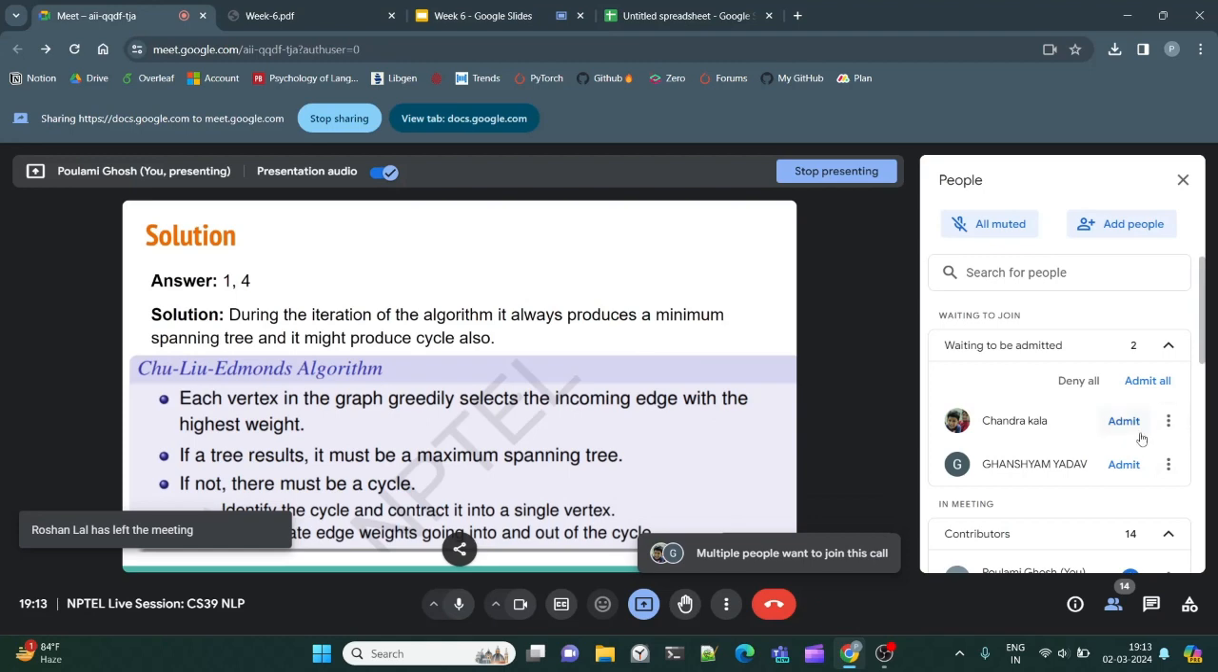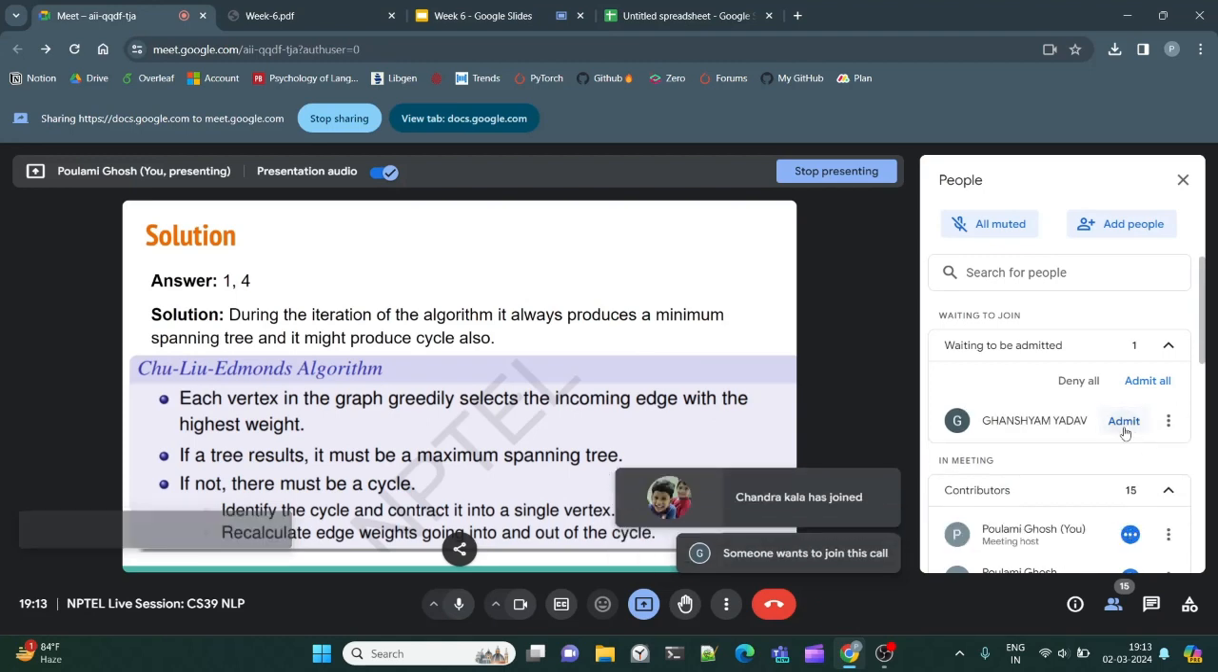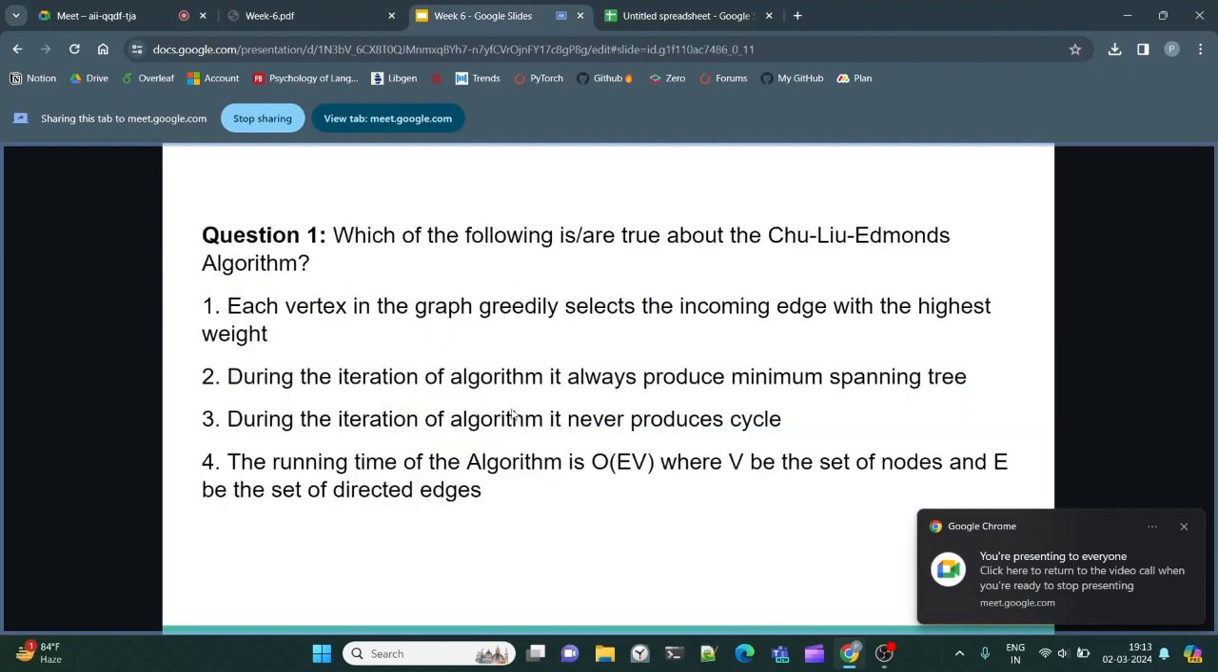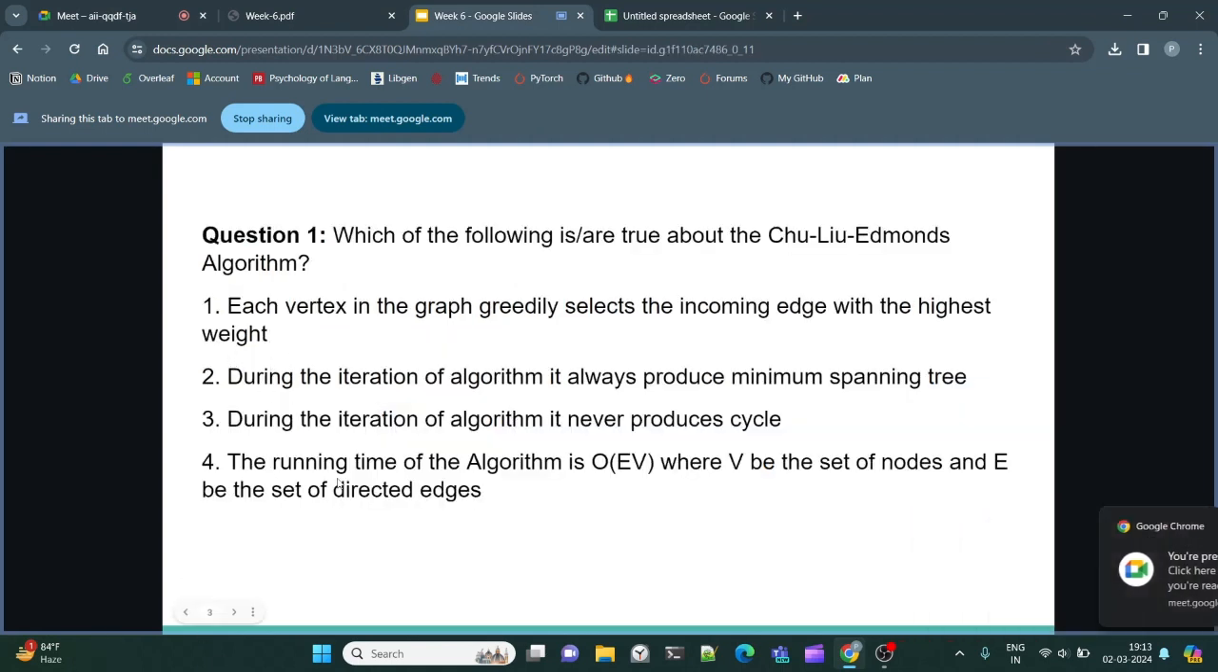So, option three would also be incorrect. So that leaves us with the first one being correct, these two being incorrect. So the fourth one is the running time of the algorithm is of the order of E times V, where V is the set of nodes, E is the edges.